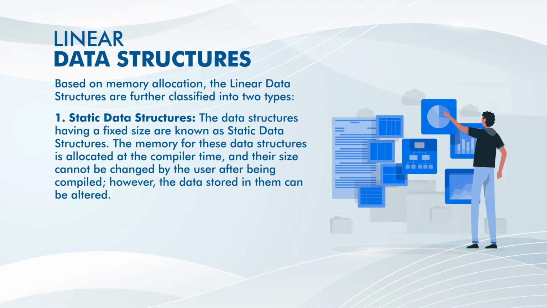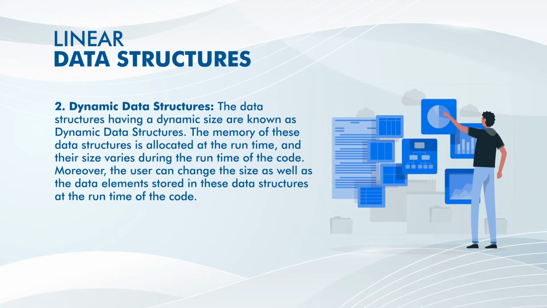The memory for these data structures is allocated at compile time, and their size cannot be changed by the user after being compiled. However, the data stored in them can be altered. The array is the best example of a static data structure, as it has a fixed size and its data can be modified later. The second type is dynamic data structures.